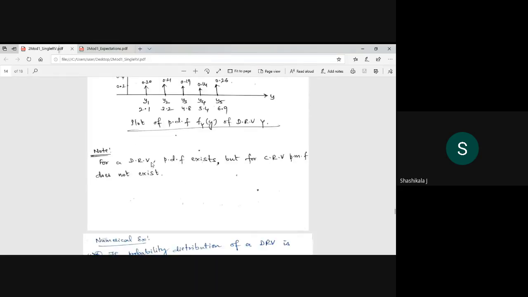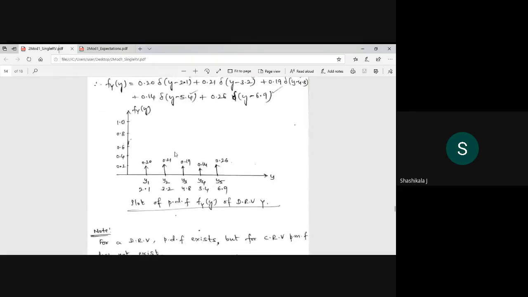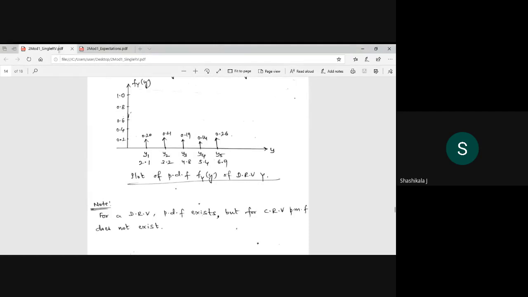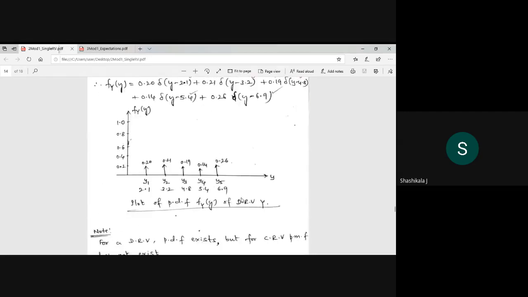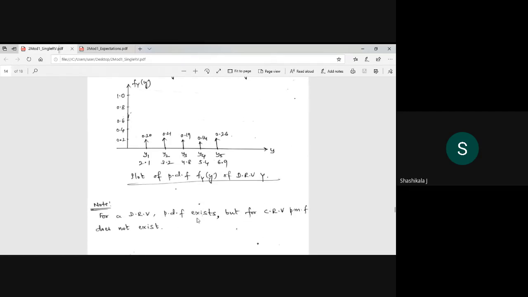Okay. For a discrete random variable, the PMF exists, but for a continuous random variable, the PMF does not exist. What is PMF? In the last class, I explained what PMF is. PMF is exactly the value at the jumps. So for a discrete random variable the PMF exists, but for a CRV the PMF does not exist. That is not a valid one.